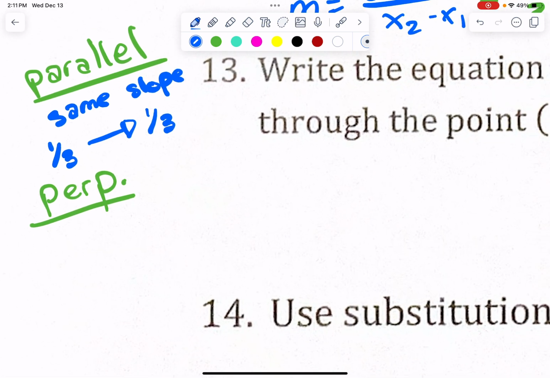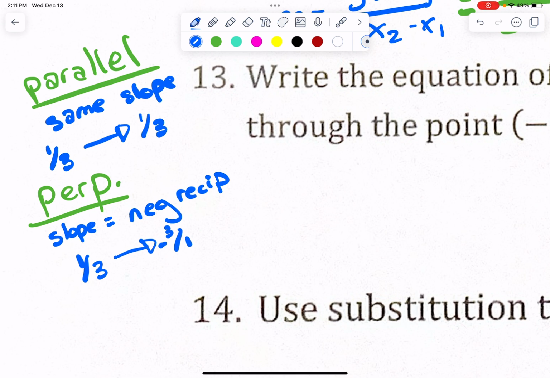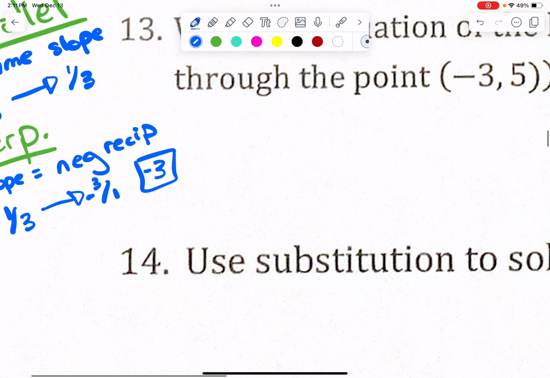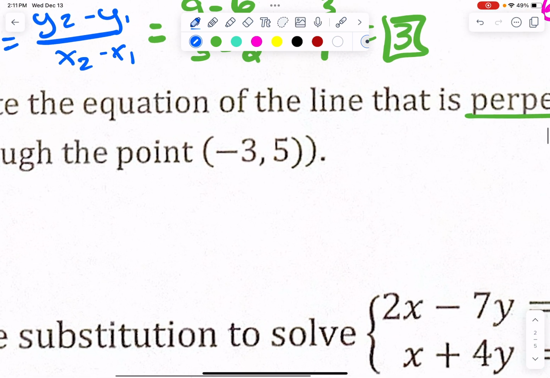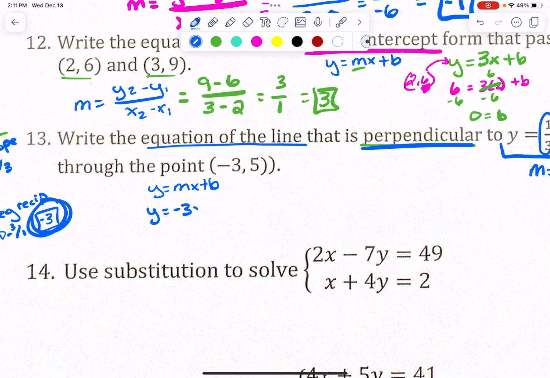Now for perpendicular, the slope equals a negative reciprocal. So 1/3 is going to flip to become 3 over 1, but then I need to make it negative. So that would be -3 as my slope. Okay, so that's how you do your slope. I want the equation of the line, so that's y equals mx plus b. I know m. The m I have to use is -3. If I want it to be perpendicular, it has to be -3.